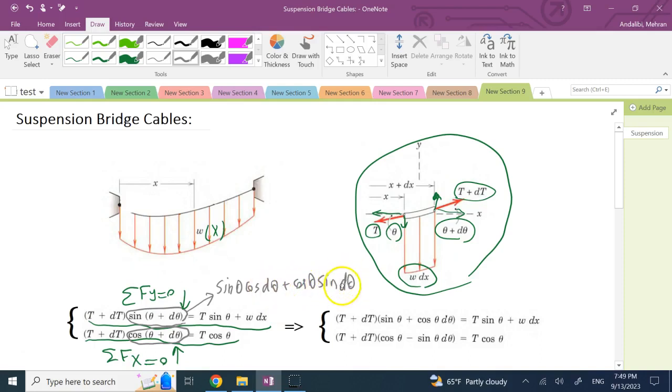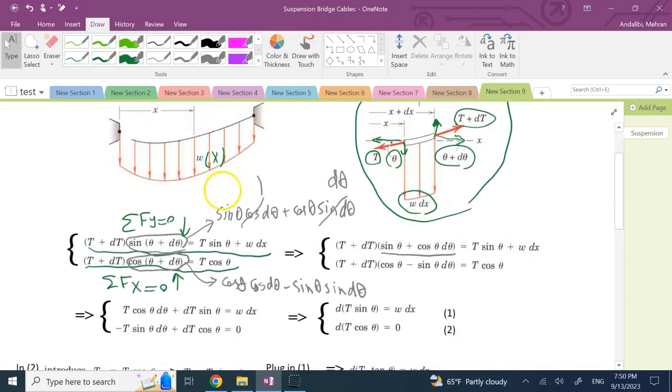Now, d theta is a very small angle close to 0, so cosine of it is practically 1, and sine of it is the same as itself. So if you expand that, it's just going to be sine theta plus cosine theta d theta, which is this. Also, cosine of theta plus d theta is going to be cosine theta cosine d theta minus sine theta times sine d theta.